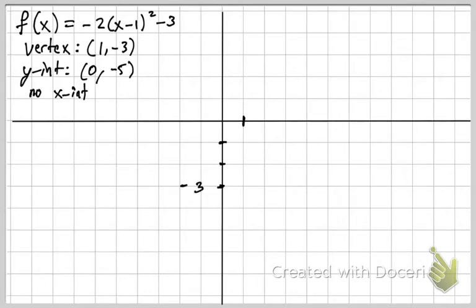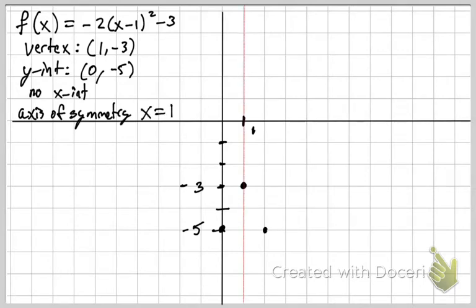So we're going to go ahead and plot the vertex 1 and minus 3. Okay. And then also our y-intercept of 0 and negative 5. Okay, so we have all that stuff on there. So what else do we need? Oh, I need to hit play. There we go. So our axis of symmetry is going to be x equals 1. And we can put that in as a dashed line. And because it's the axis of symmetry, now we have the y-intercept, and so its mirror image is going to be right there. So we get that point for free when we're graphing our parabola.